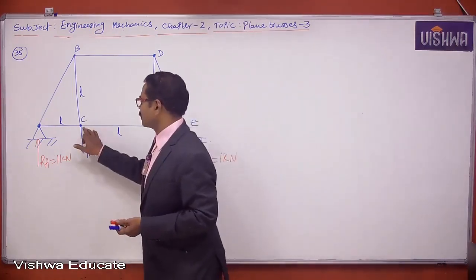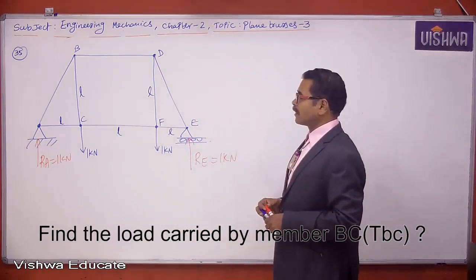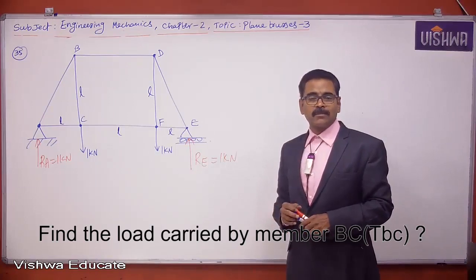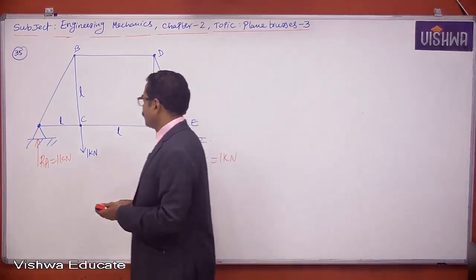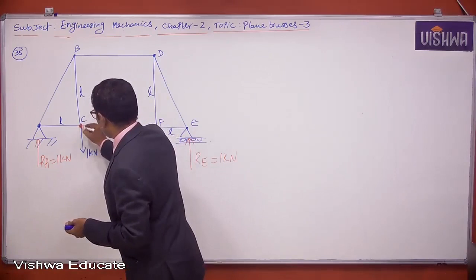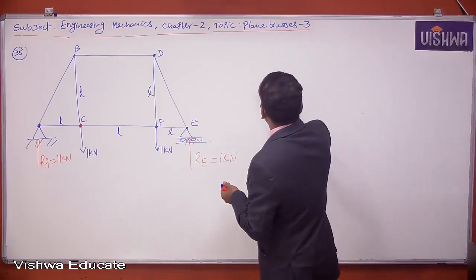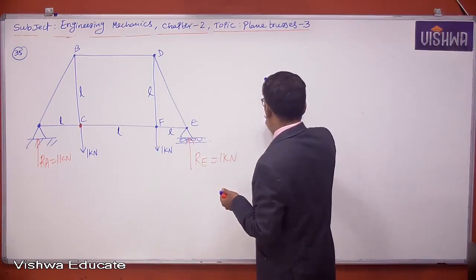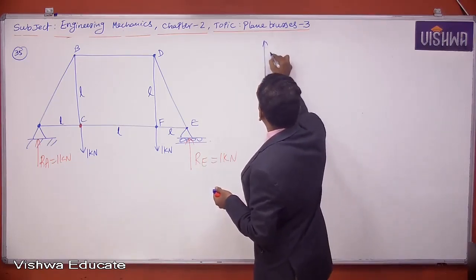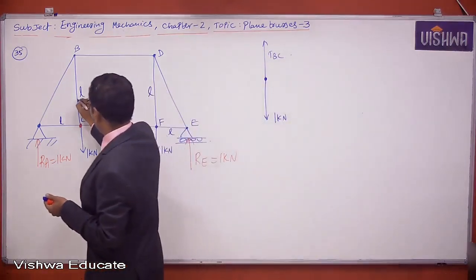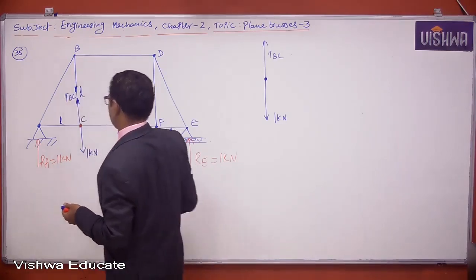Now take joint C. This problem is given, and you have to find the load carried by member BC. So you can directly do this problem. Take joint C directly. About joint C, a downward load of 1 kilonewton is acting. In the upward direction, TBC will be there, because I am assuming this member carries tensile force.